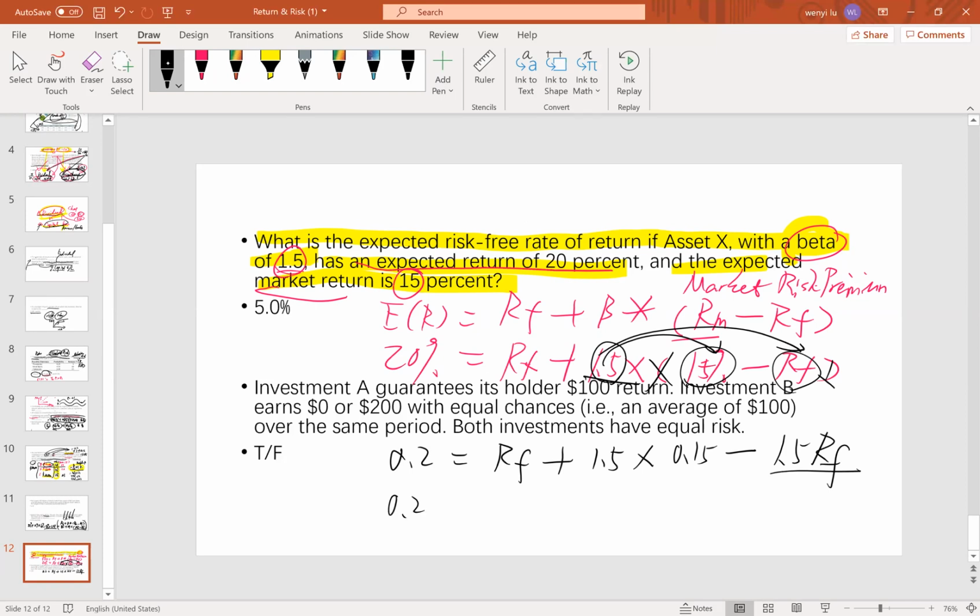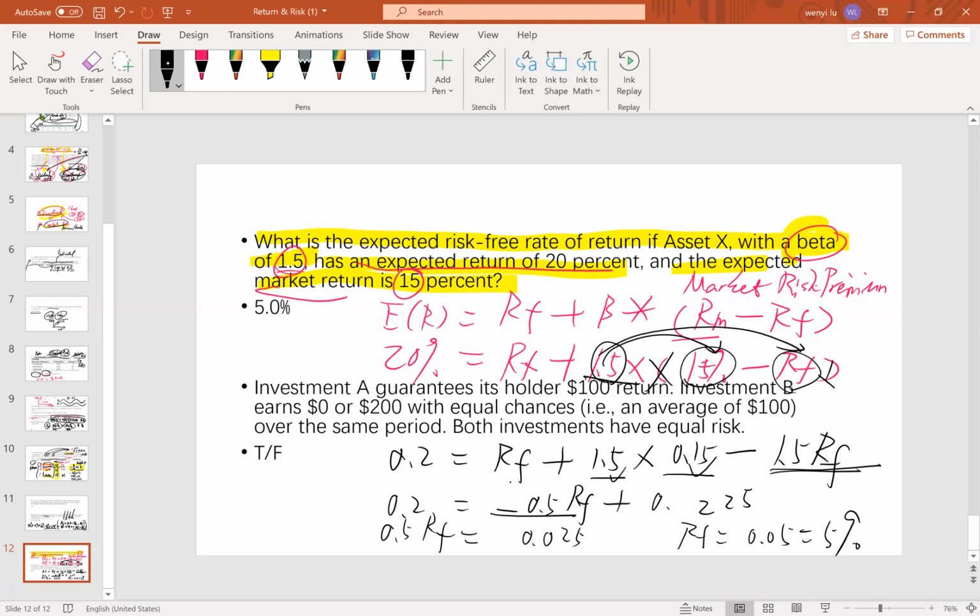So we have 0.2 equal to RF minus 1.5 RF, which is minus 0.5 risk-free rate. And 1.5 times 0.15 equals 225, and with 3 decimals that's 0.225. Let's move this to the left. So 0.5 risk-free rate equals 0.225 minus 0.2, which equals 0.025. So our risk-free rate is 0.025 over 0.5, which equals 0.05, or 5%. That's where our risk-free rate comes from.